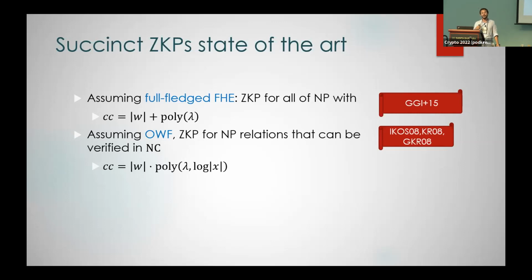On the other hand, if we're assuming one-way functions, then we get a zero-knowledge proof for a subclass of NP relations that can be verified in bounded depth. And here, the communication complexity is the witness length with a multiplicative factor that depends on the security parameter and logarithmically on the instance. So we have this gap here. What we have with fully homomorphic encryption is basically a zero-knowledge proof where the communication approaches the witness length. And here we don't have that. Still, it's succinct, but it's multiplicative. We have a multiplicative factor.